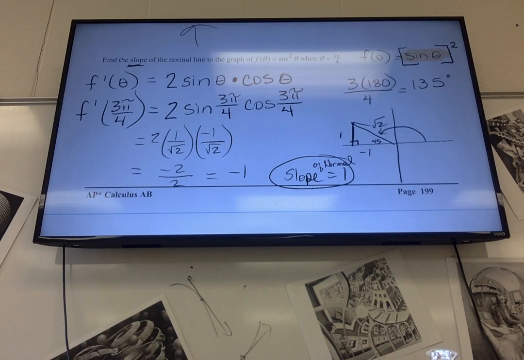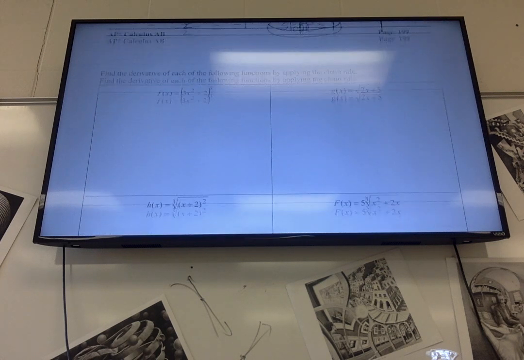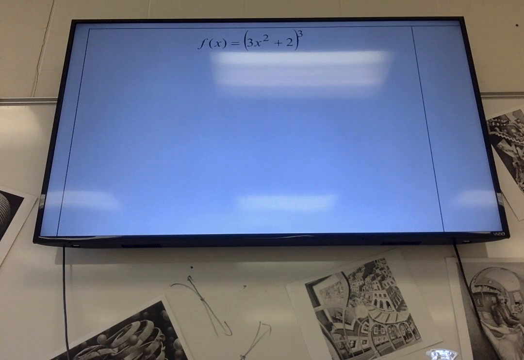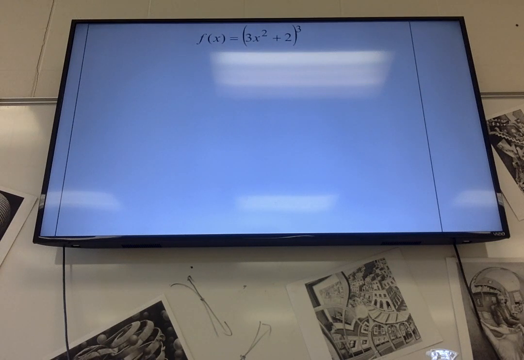Okay, so now we're going to practice that chain rule. Why don't y'all do this first one? It's very, very similar to the first one we did.